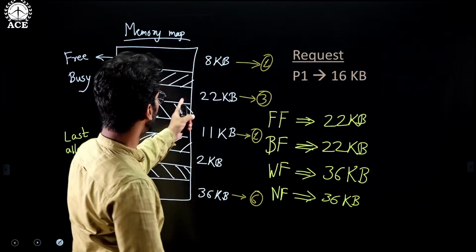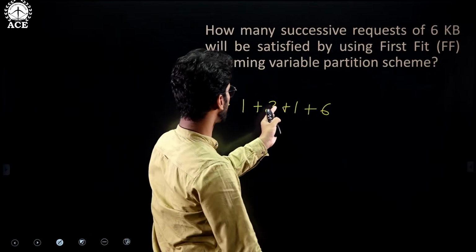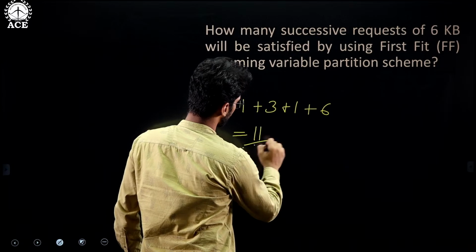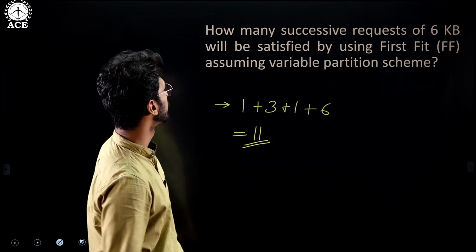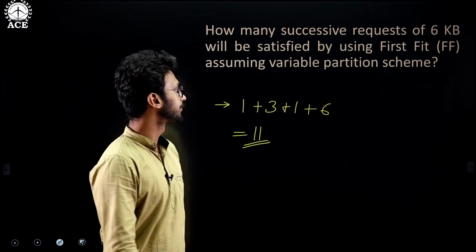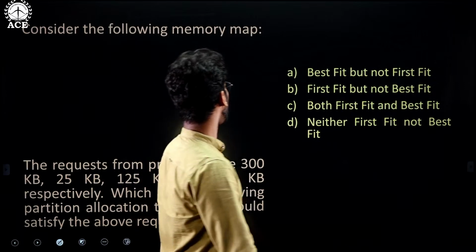Let me just check it. 1, 3, 1, 6. Correct. So 6 plus 3, 4, 10, 11. Answer 11. 5 plus 6, 11. Done. 11 successive requests of 6 KB can be satisfied using first fit. Okay, done.